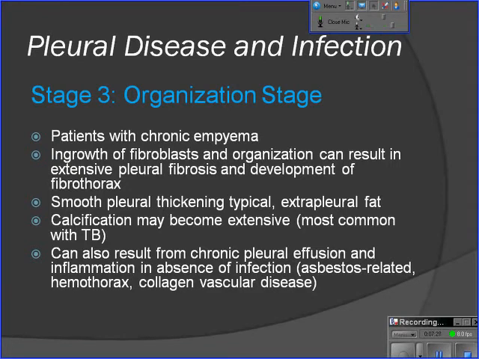Now, this sort of diffuse pleural thickening can also result from other entities, for example, secondary to asbestos-related disease, post-hemothorax, or it can also be seen in collagen vascular disease, so it doesn't necessarily just occur because of infection.